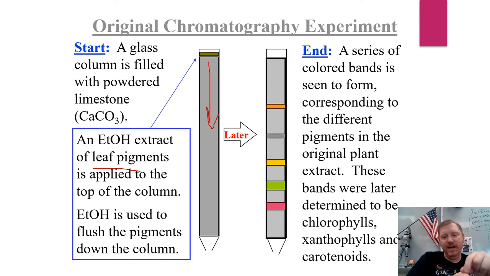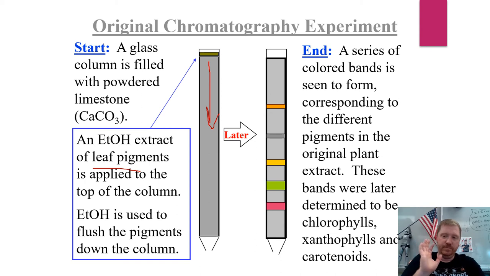But at the same time, there's the calcium carbonate. And the pigment is moving through the calcium carbonate. It's attracted to the calcium carbonate, which is slowing it down. You know, it's like grabbing on, it's like, no, gotta hold on. It's holding on, and that's slowing it down. So if the pigment is really attracted to the calcium carbonate, it's going to move slower. If it's attracted to the water, it's going to move faster.